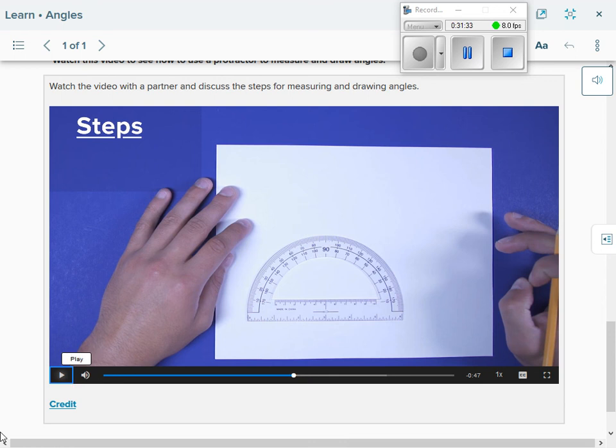And what's going to happen when you've got your protractor upside down? Does that mean it's messed up, you can't use it? No, it's still the same thing, it's just the numbers are upside down.